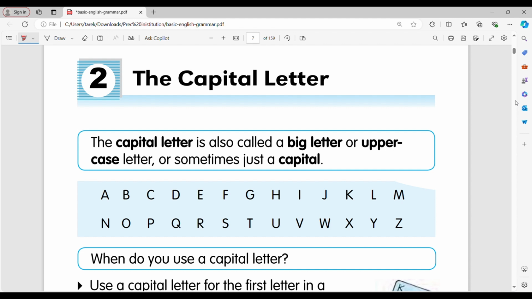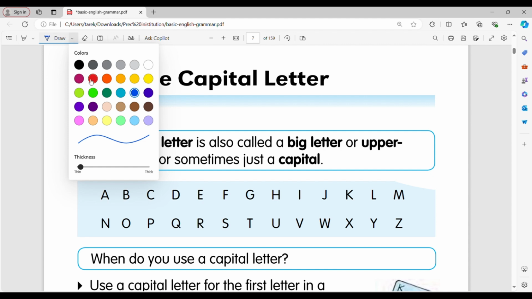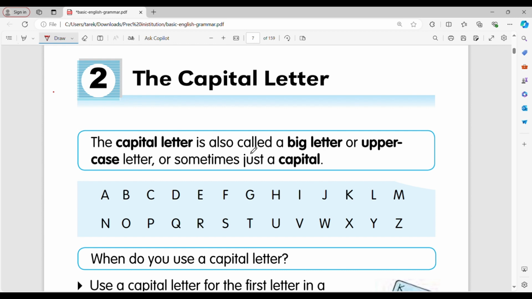Today we're going to speak about the capital letter. Okay, so before we start, what is the capital letter? Like, how do you define the capital letter? At first, the capital letter is also called a big letter, so a letter that is big or an uppercase letter. Or sometimes it's just called a capital.